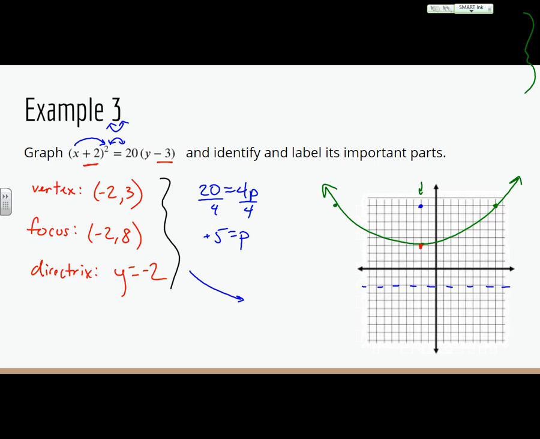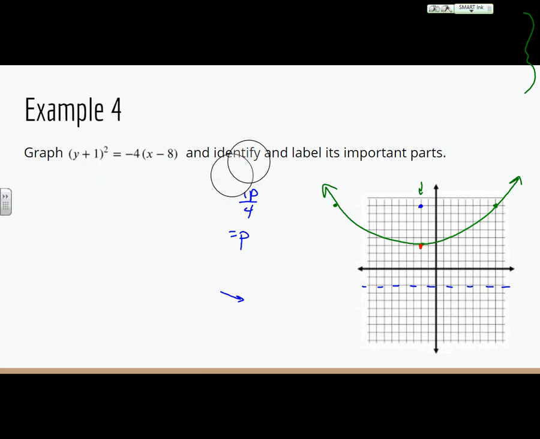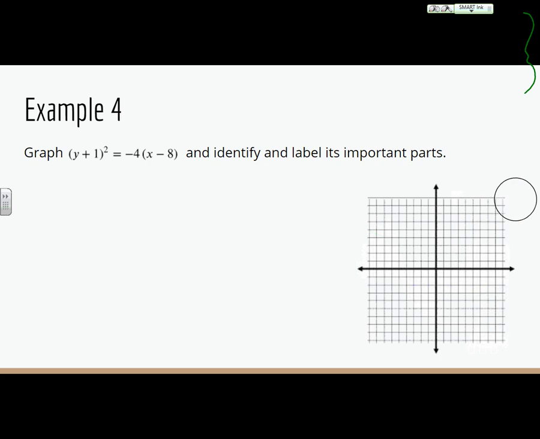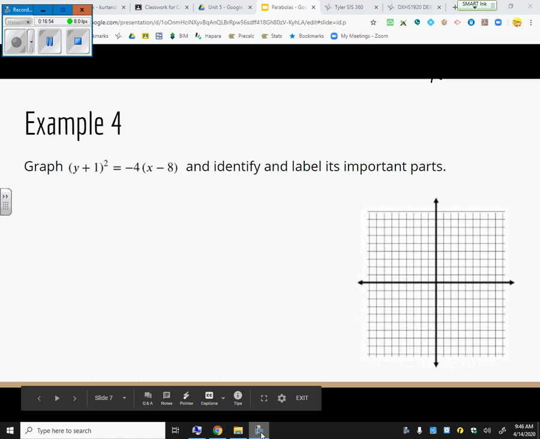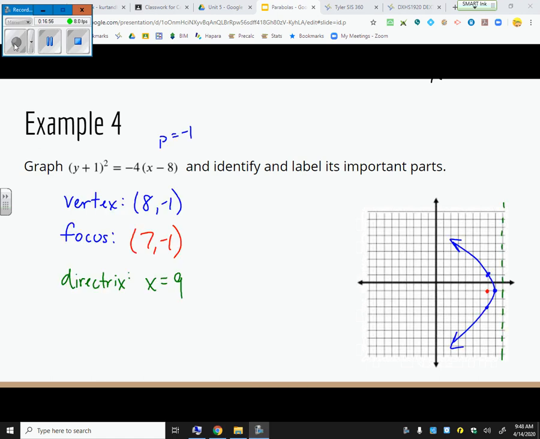All right, you try one. We're going to hit pause on the video, and then you work it, and I'll work it, and then we'll see if we match. And there's what I got. Notice on the directrix this time I used x equals 9 instead of y equals 9 because x equals is going to give me that vertical line.